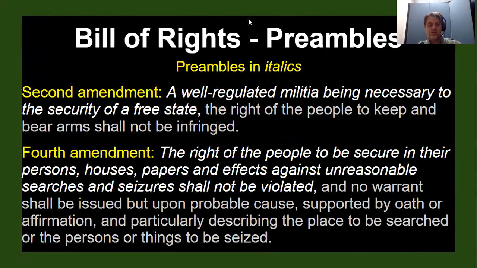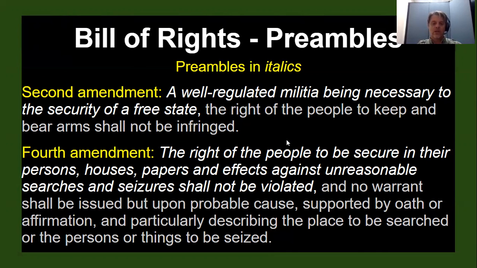So some of the preambles in the Bill of Rights: in the Second Amendment, and this has been confirmed or affirmed by the Supreme Court, this first part of the Second Amendment, a well-regulated militia being necessary to secure the free state, this is a preamble. This is the reason the right of the people to keep and bear arms shall not be infringed. This is the right that's being secured. This is telling us why that right is being secured.